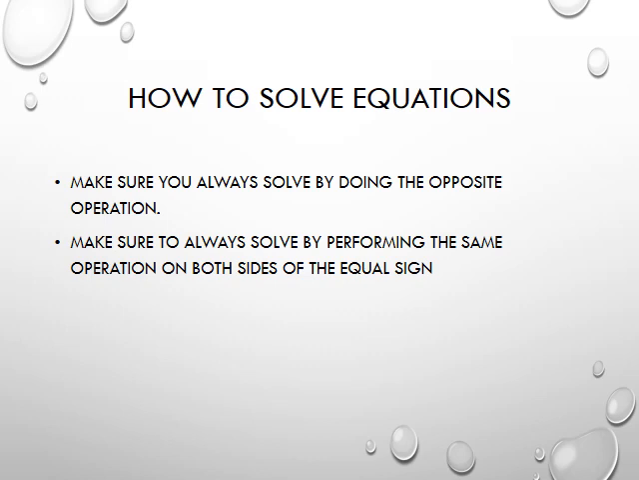You need to make sure you always solve by doing the opposite operation. So if it says add, you need to subtract. If it says subtract, you need to add. Same thing with multiplication, you got to make sure you're always doing the opposite. And you need to make sure you always solve by performing the same operation on both sides of the equation.